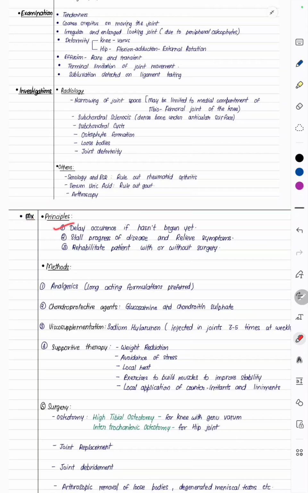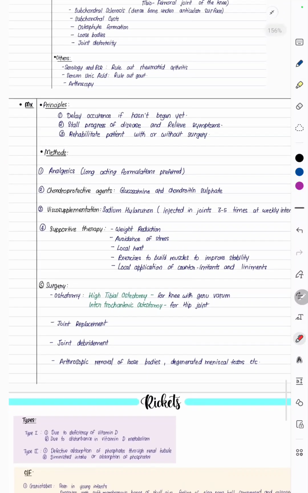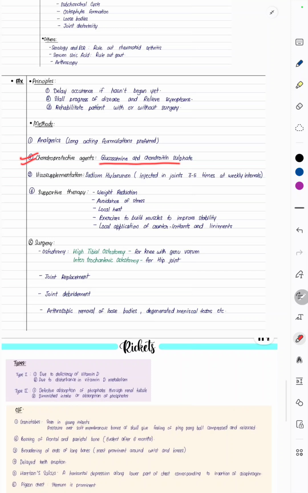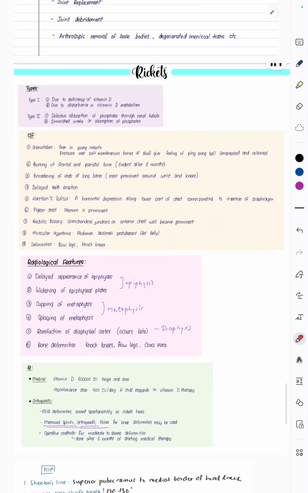Management principles are to delay the occurrence, stall the progress of the disease, and rehabilitate the patients. The methods used are analgesics, with long-acting formulations preferred, and chondroprotective agents like glucosamine and chondroitin sulfate. Viscosupplementation is done using sodium hyaluronate, and supportive therapy is weight reduction, avoidance of stress, local heat, and exercise to build the muscles. Surgery: in case of coxa vara, intertrochanteric osteotomy can be done, and in genu varum, high tibial osteotomy can be done. Joint replacement and joint debridement can also be performed.